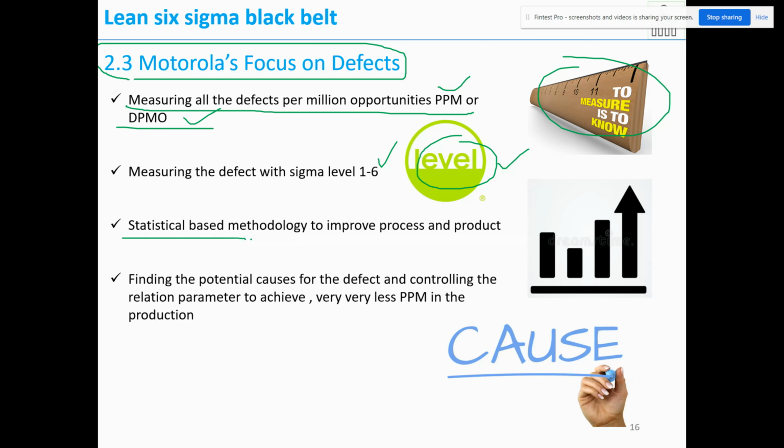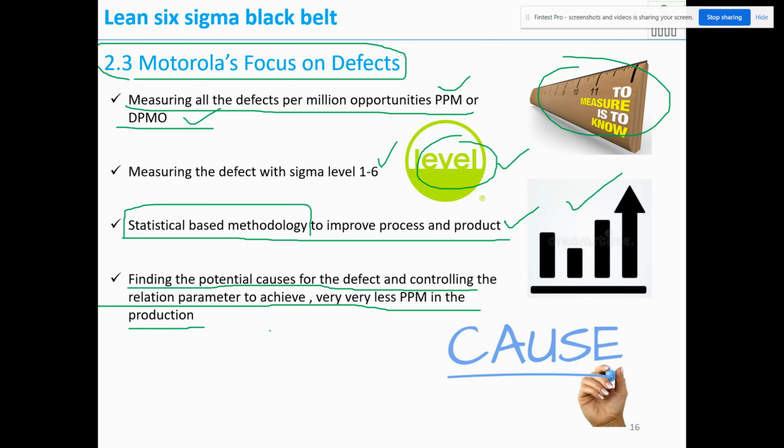Then a statistical based methodology to improve process and product. So what are statistical based methodologies? That is what we are going to see in the entire Six Sigma. With those methodologies, they improve the process as well as the product. Finding the potential causes for the defect and controlling the relevant parameters to achieve very low PPM in production. Potential causes are nothing but the root causes for the problem, and we have controls for them to improve the process better.